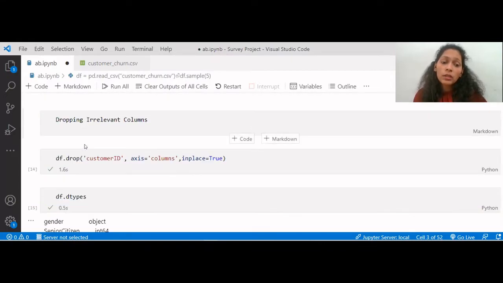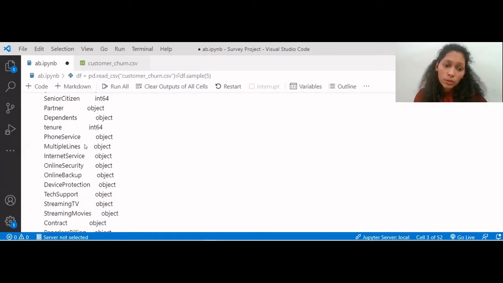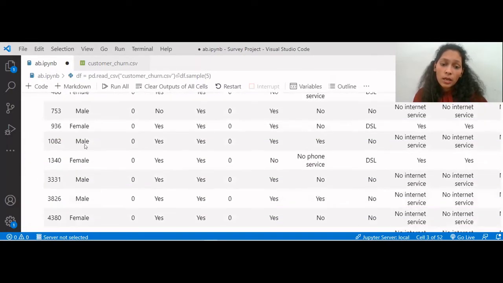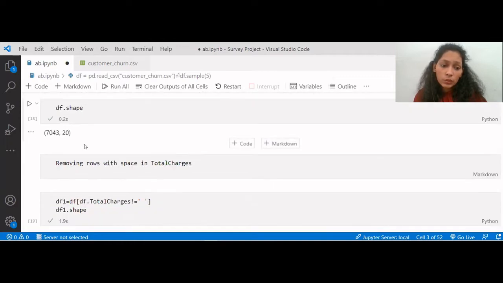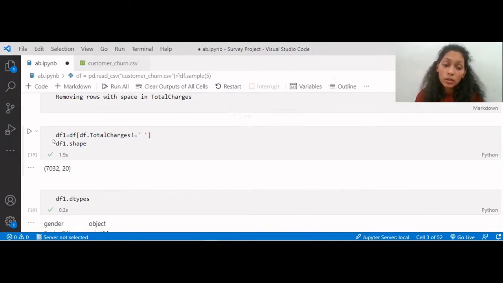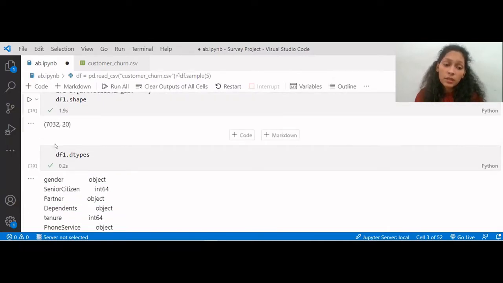Further, we are dropping some irrelevant columns and checking the data types and all. And if we see the shape of the data frame, we see the huge imbalance factor. There are 7,043 to 20 ratio. So it's a huge ratio. It is a huge difference.